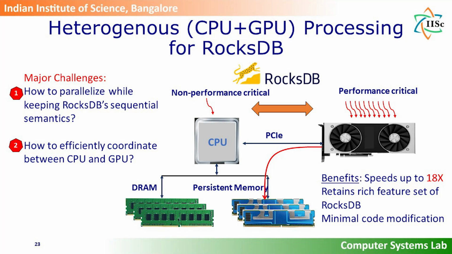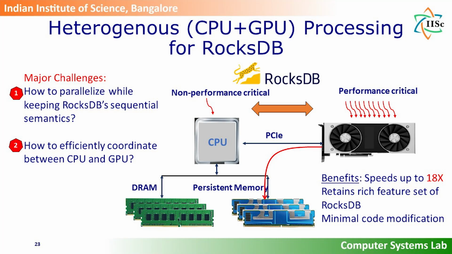At a very high level, the performance critical parts of RocksDB, which we identified as I mentioned previously, go on the GPU, and we accelerate those. The background operations, the non-performance critical ones, we keep unmodified on the CPU. Why does it help? It speeds things up: RocksDB becomes 18x faster. At the same time, it retains the rich feature set of commercial software like RocksDB, which a lot of other internet scale services rely on, and there is minimal code modification.